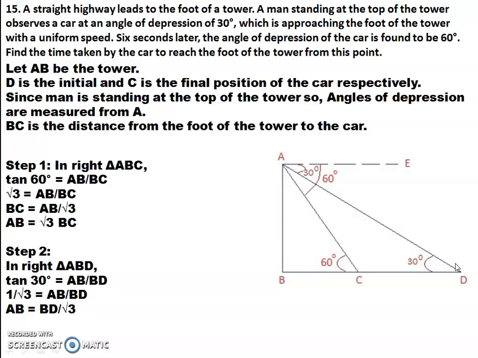D is the initial position of the car and C is the final position of the car after 6 seconds. Since the man is standing at the top of the tower, the angle of depression is measured from A. Using that parallel line and its transversal, we understood how to indicate the angle of depression, isn't it? Now, BC is the distance from the foot of the tower to the car. The car is located here and BC is the distance from the foot of the tower to the car.